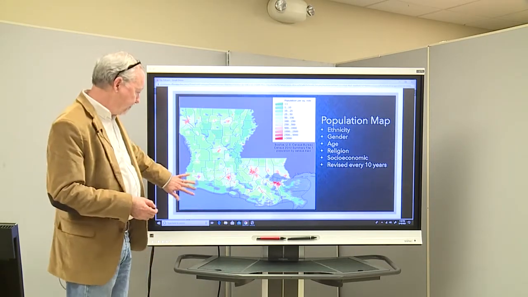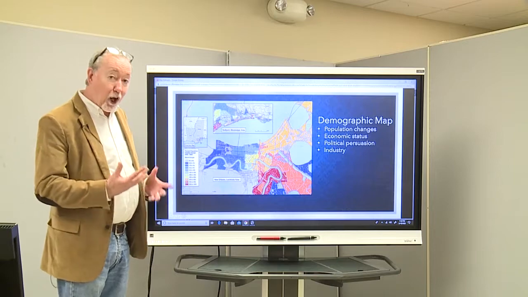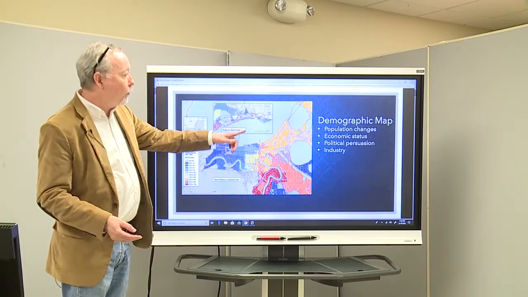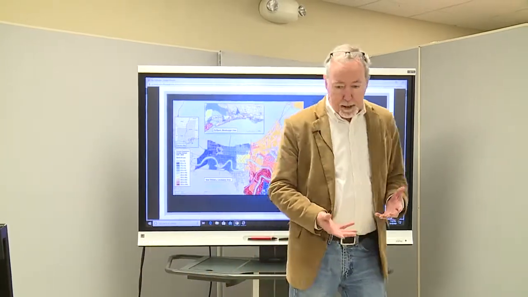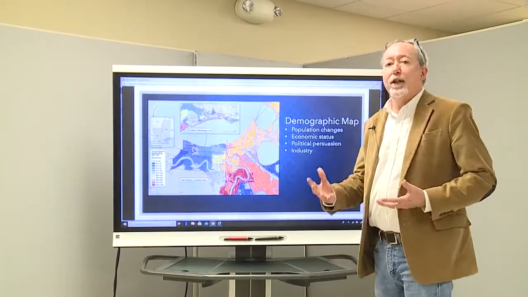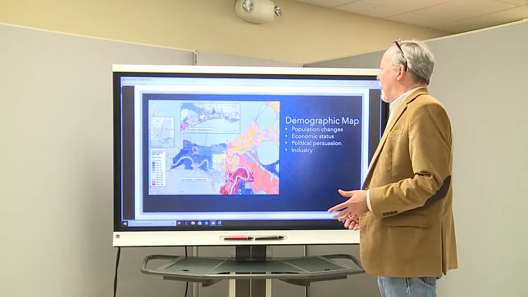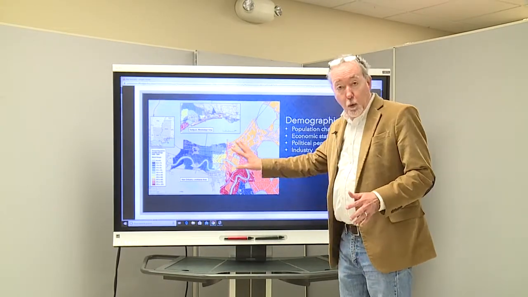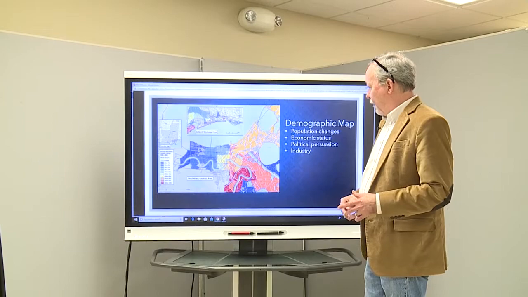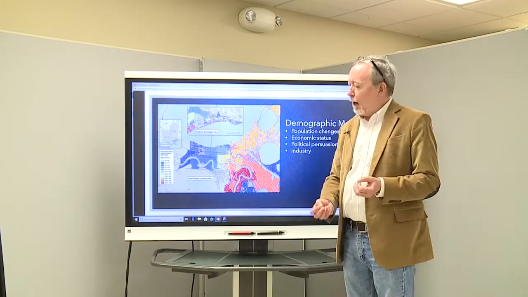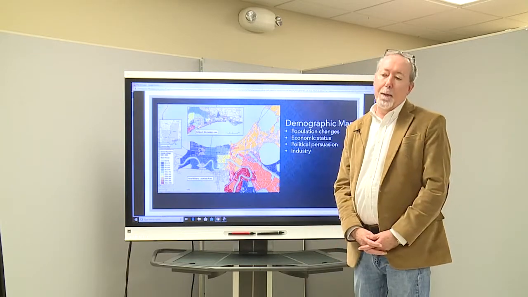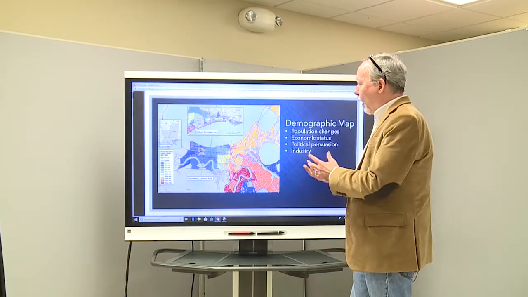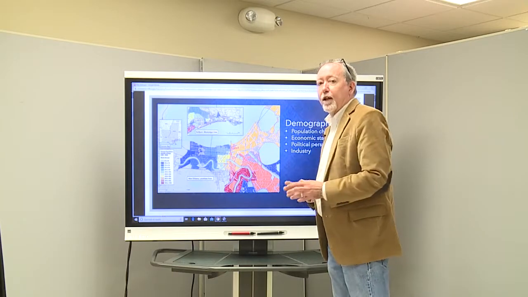Now check this out. This next map also is dealing with populations, but notice it has a different title. This is a demographic map. It's still dealing with people, but now it's going to give us different information about those people. This particular map, I use New Orleans since we're sticking with Louisiana. The city of New Orleans is very diverse. You have a lot of different people who live in the city of New Orleans. This tells me where these people move within a certain amount of time.